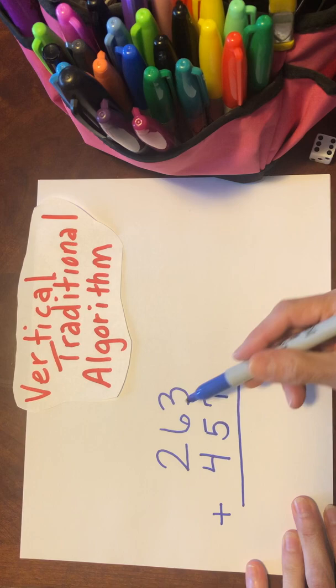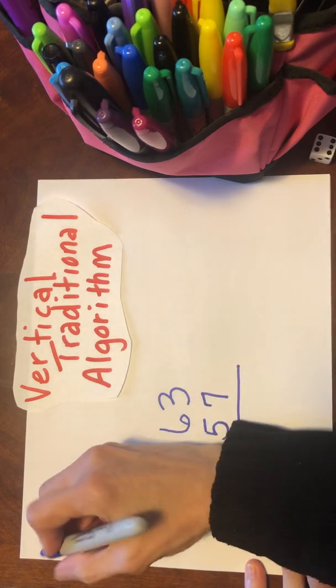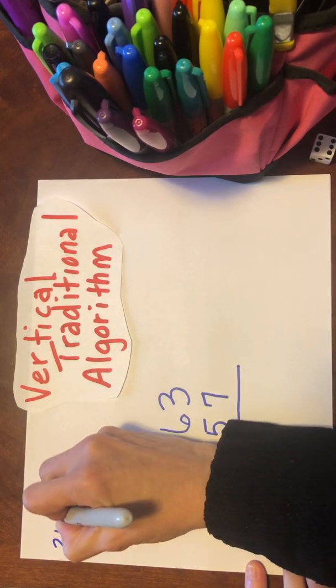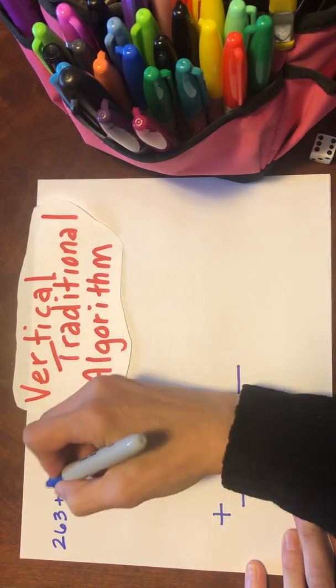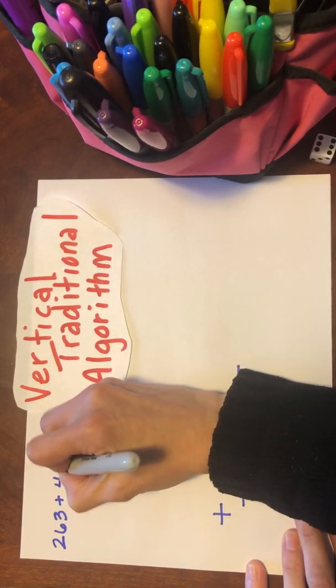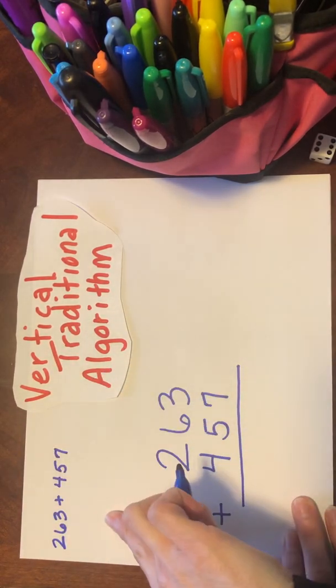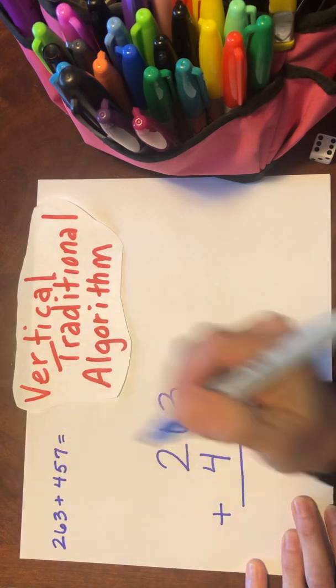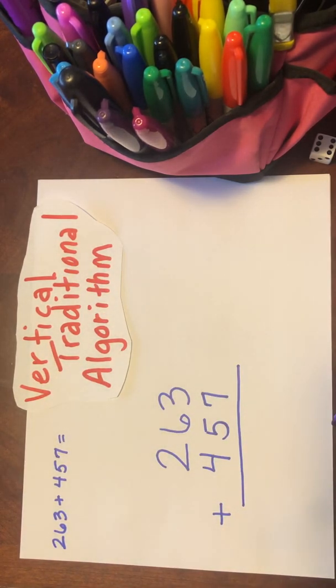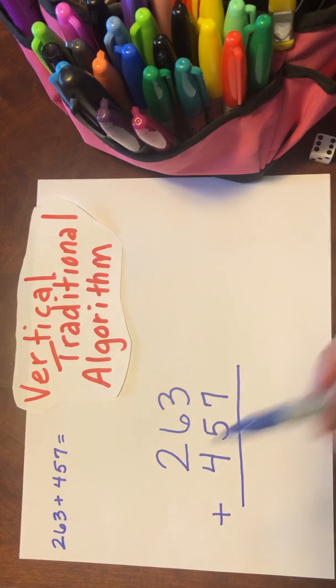And the other way that we see this sometimes is this way, and this is called the horizontal. So if you have a problem that is represented horizontally that you're trying to solve and you want to use the vertical traditional algorithm, you will need to go vertical with it. So you will need to take the numbers and convert them over to look like this.